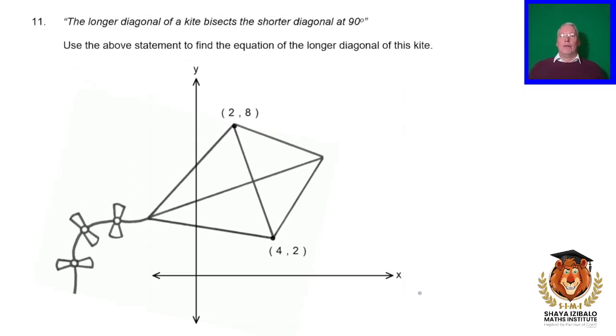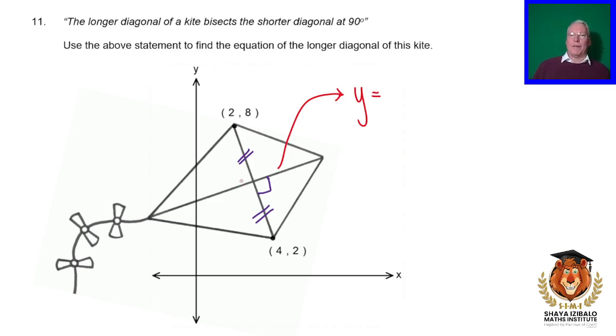This question talks about a kite, and it tells us that the longer diagonal bisects the shorter diagonal at 90 degrees. So in other words, that's cut in half, and this is a 90-degree angle, and the question's asking us to find the equation of this line. We're going to ask you to pause the video and think about that a bit, because remember what we need to find the equation of a line. We need a point on the line, and we need a gradient. Pause the video, have a go, and then we'll take a look.